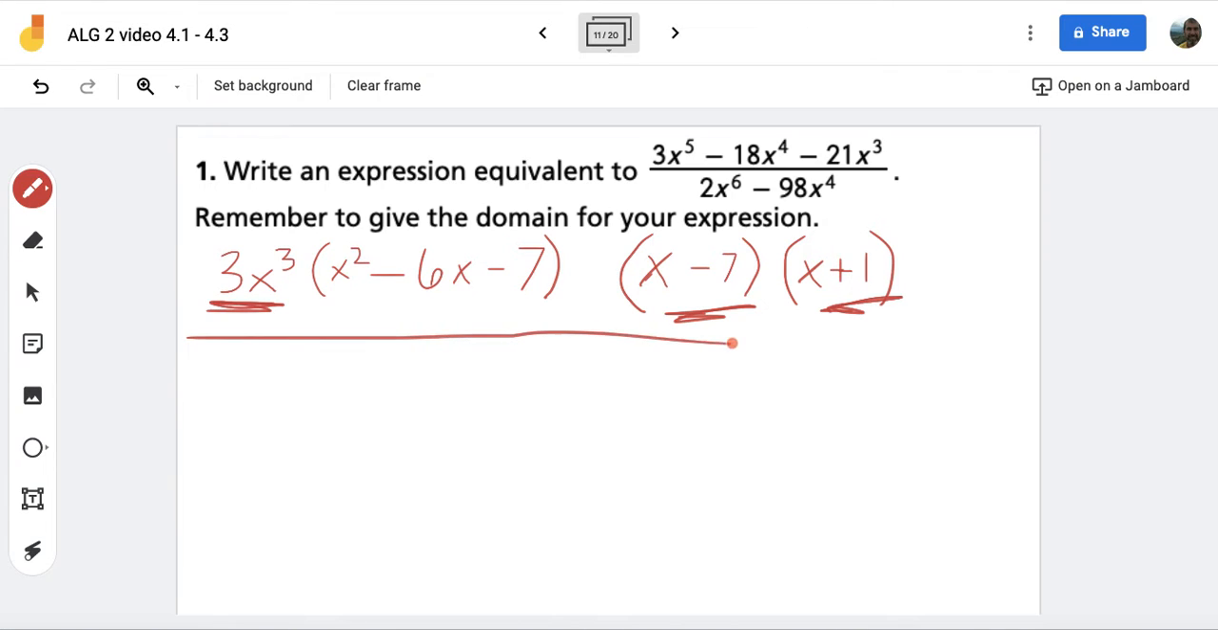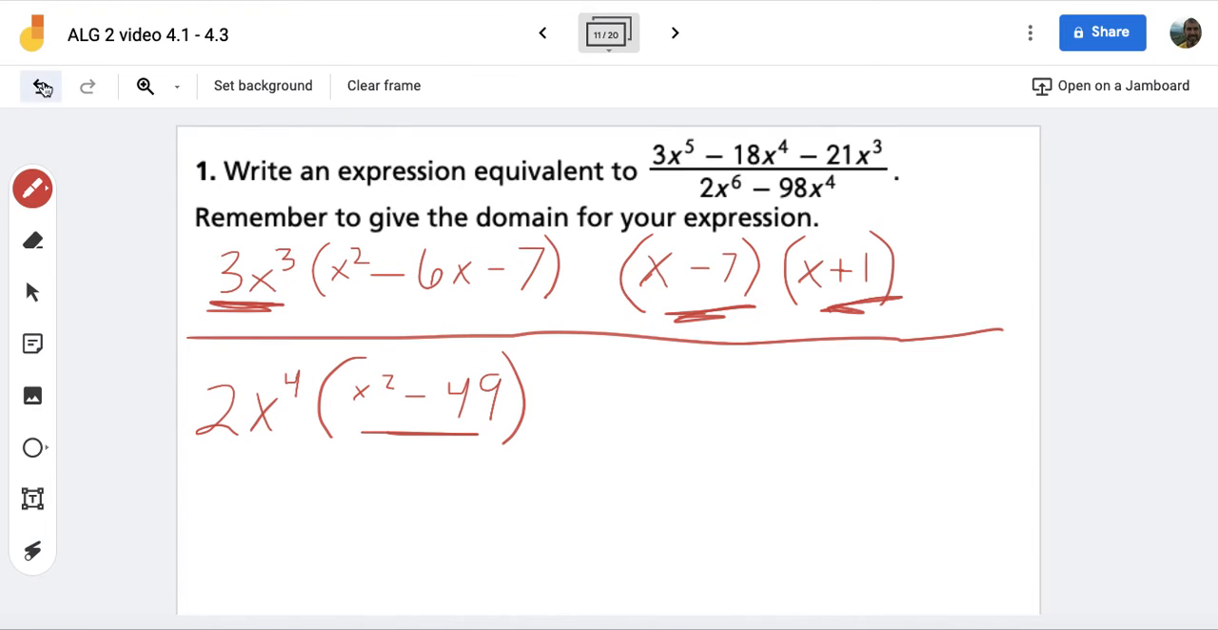Now let me deal with the denominator. 2x to the 6 minus 98x to the 4th. I can factor out an x to the 4th out of both and a 2. So I'm going to take out a 2x to the 4th out of both, and I'm going to be left with an x squared minus 49. And that's good because I can recognize that as the difference of squares. So that breaks down into x minus 7 and x plus 7, which makes sense. They wouldn't give us this problem without being able to reduce it. Well, they could, but typically they don't.